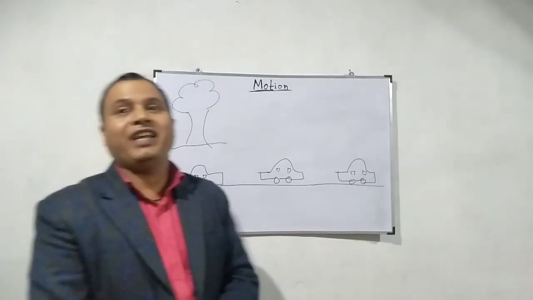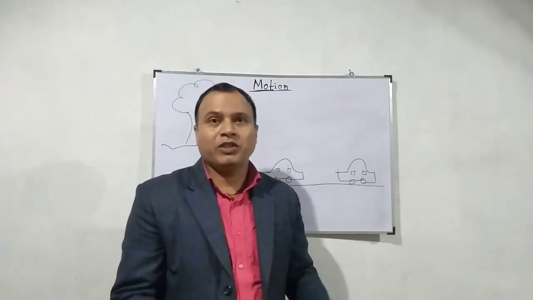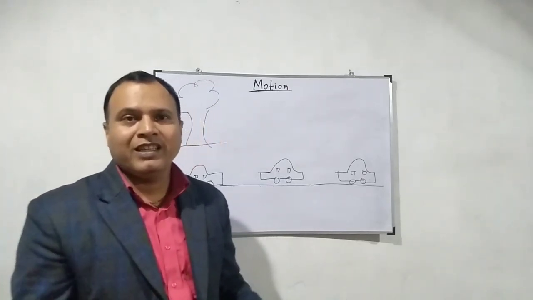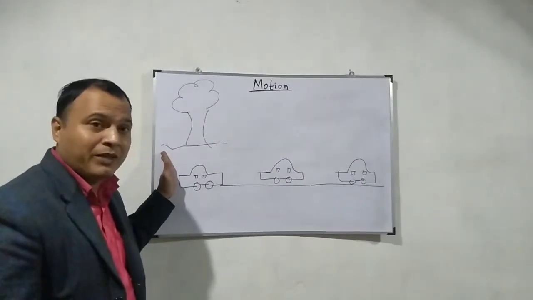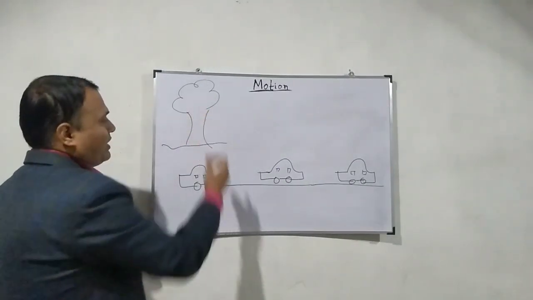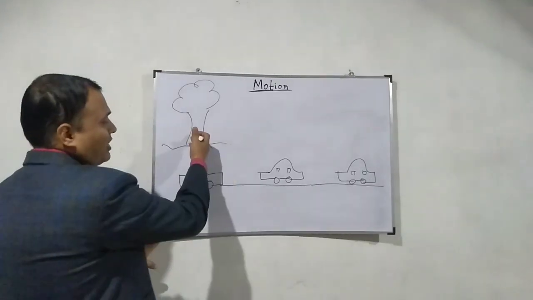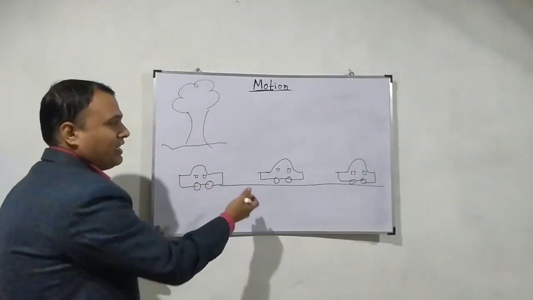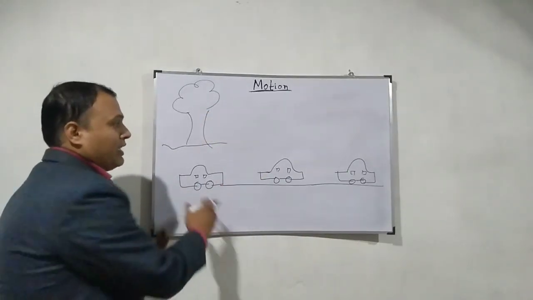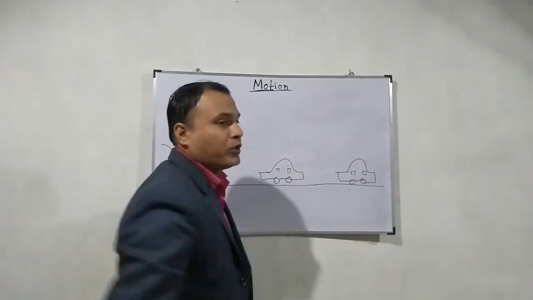Simply we can say that if any object changes its position with respect to any stationary object taken as a reference, then that object is said to be in motion. In this case, this tree is taken as a reference point and it is stationary, and that car is changing its position continuously with respect to this stationary tree, so that car is said to be in motion.